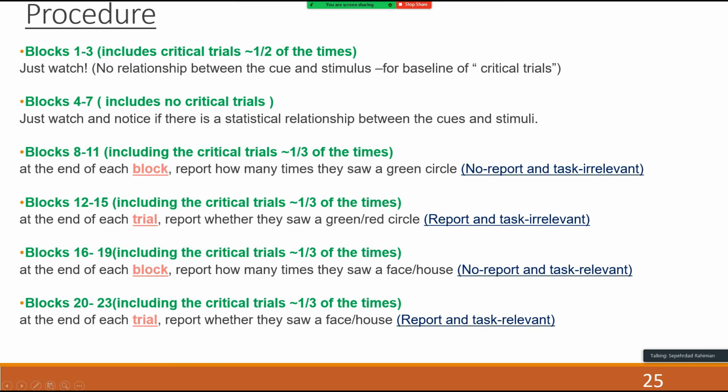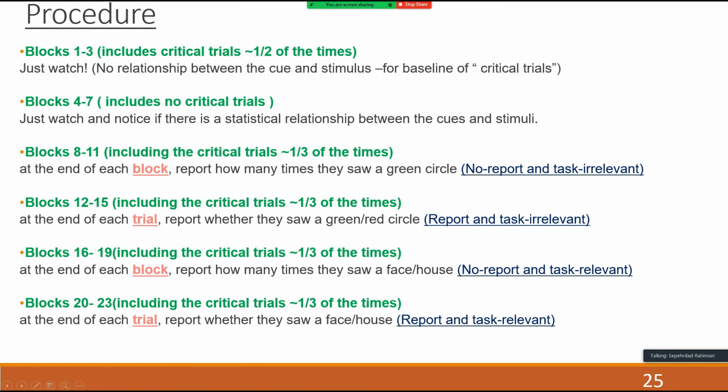So then I will have different conditions, like no report and task irrelevant. I will tell them that at the end of each block, report how many times they saw a green circle or a red circle, so that the information about the face or house is task irrelevant, and they're not reporting anything, they're just watching and counting. The reason that I don't have them just watch here is that I agree that mind wandering could happen, so I'm giving them some slight easy task. Cohen has done this as well in a recent paper.